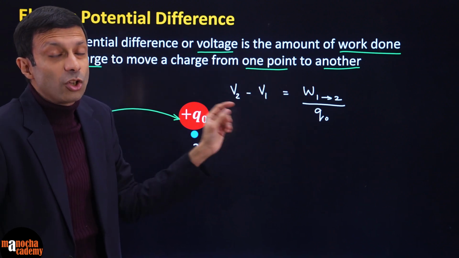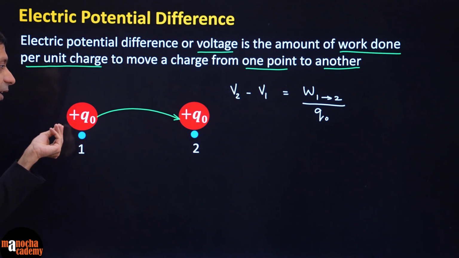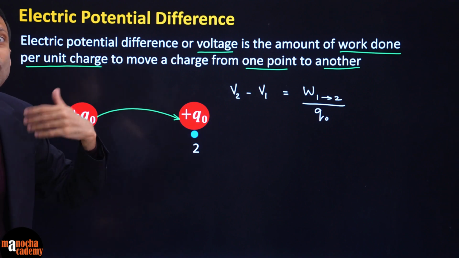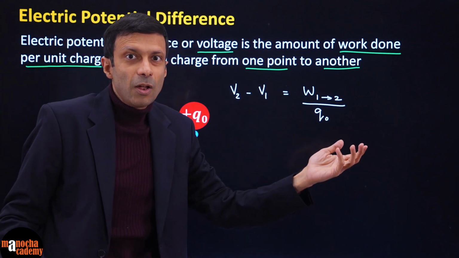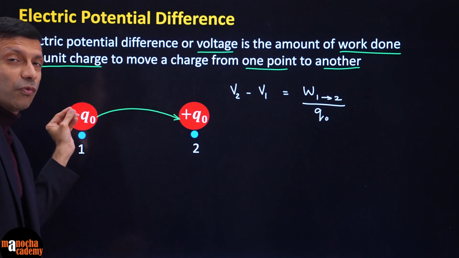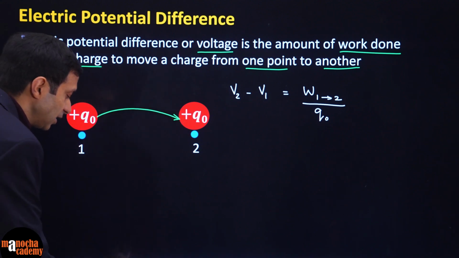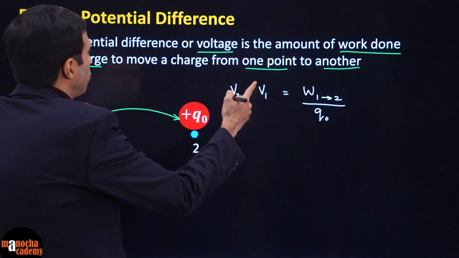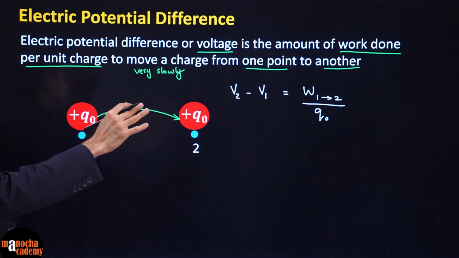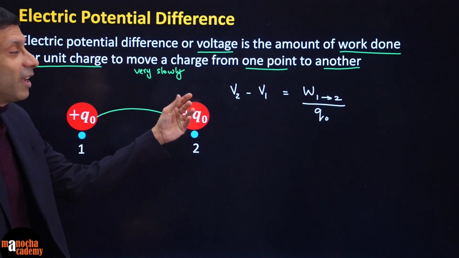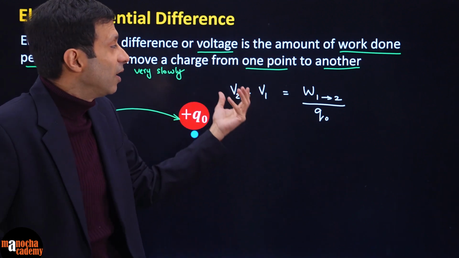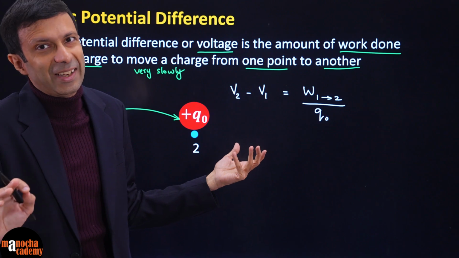Is that clear? Now there's one more very important thing here. Can we just quickly move the charge like this? No, because when you do that, the charge will gain some kinetic energy. But we want to move it very, very slowly, so that there is no change in kinetic energy and all the work done creates this electric potential difference, or you can think of potential energy here. But no change in kinetic energy.